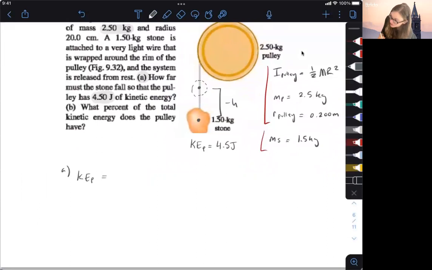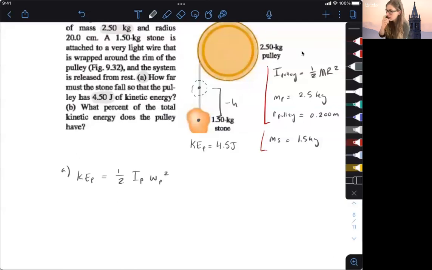So our general expression for kinetic energy for this one is going to be 1/2 I_P ω squared. So 1/2 the I of the pulley times ω of the pulley squared, but we don't know that, right? So we need to figure out a couple of different things. We do know the I of the pulley.